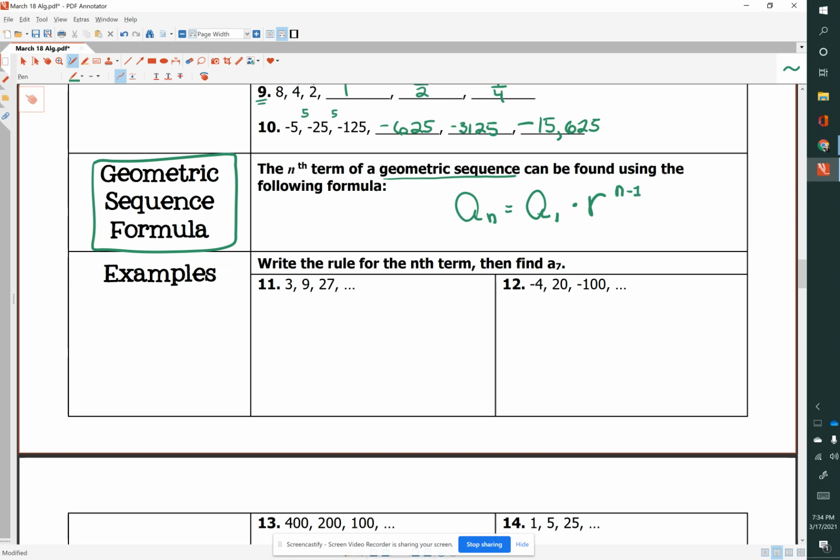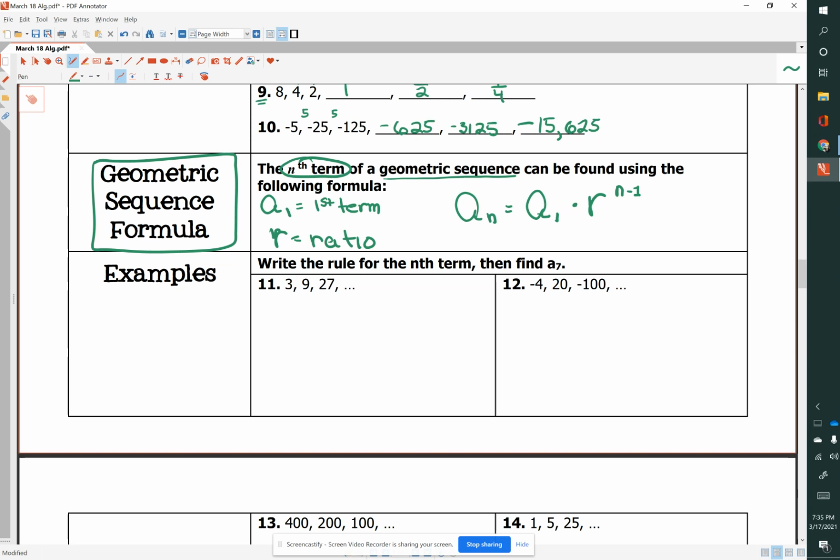Now, what do these terms mean? Well, the a sub 1 term is the first term in the sequence, and r is the ratio. And then the n is the nth term that you want to find. So I think this will probably make a little more sense to you after we do a couple of these.